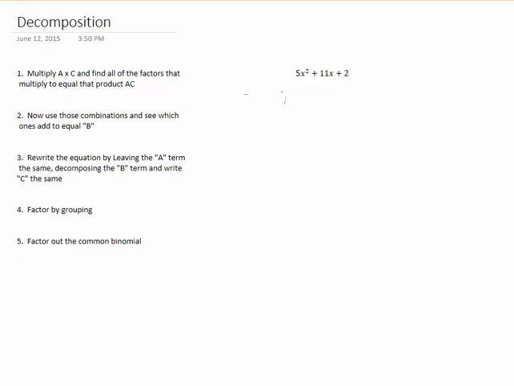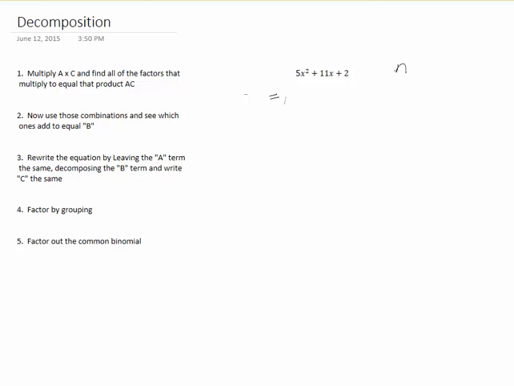Let's look at factoring this trinomial here, 5x squared plus 11x plus 2. Now this is a trinomial, but a is no longer 1. Our a value is 5, our b value is 11, and our c value is 2. So if we want to factor this, our first step says that we must take a times c.